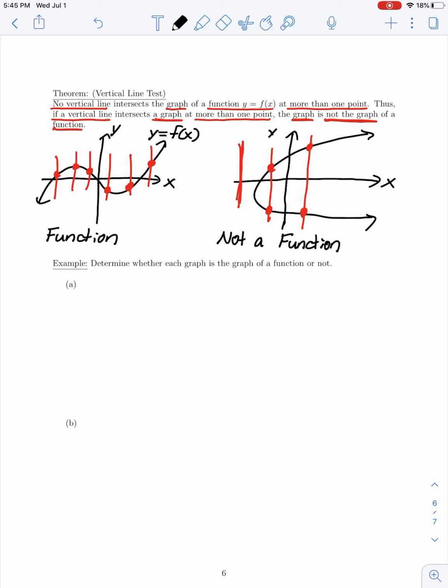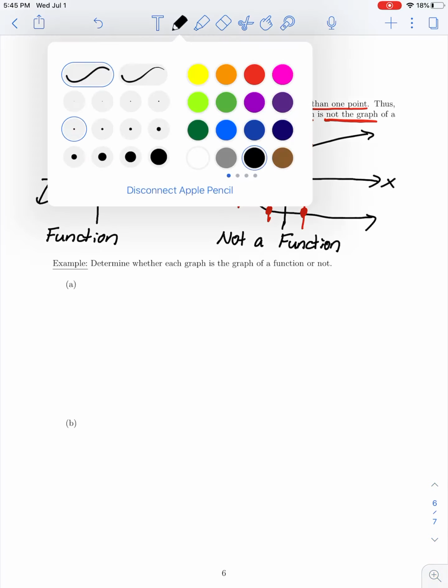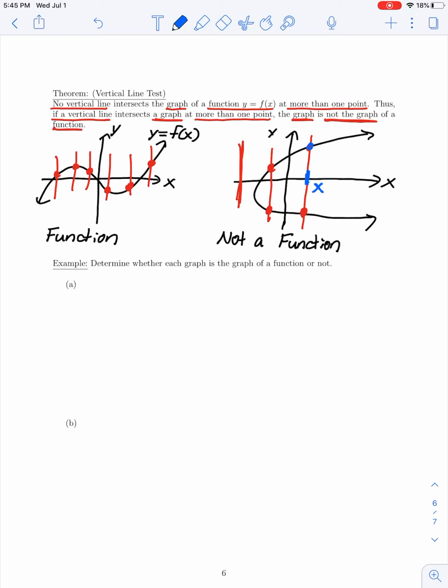And the reason that this theorem works comes from the definition of a function. Recall that a function is a rule that assigns to each element x in a set A a unique element called f of x. So what fails in the vertical line test here is that I'm choosing one specific x, and if I have two separate y values for that one x value, that does not satisfy the definition of a function. I'm getting two different outputs for a single input.